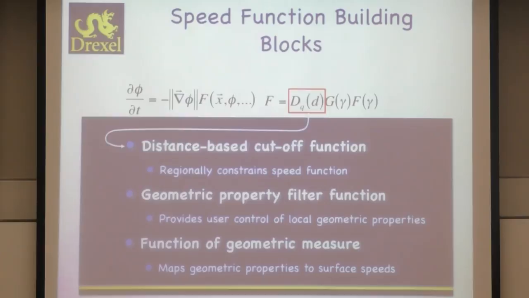And then we might say we want to do something with the curvature, so we only want the curvatures to be within some value. If curvatures are below something, don't do anything, or above something, don't do anything. And then finally, you have functions of geometric measure, like curvature and surface normals, anything you can compute about your geometry, mapped to geometric properties of speeds.